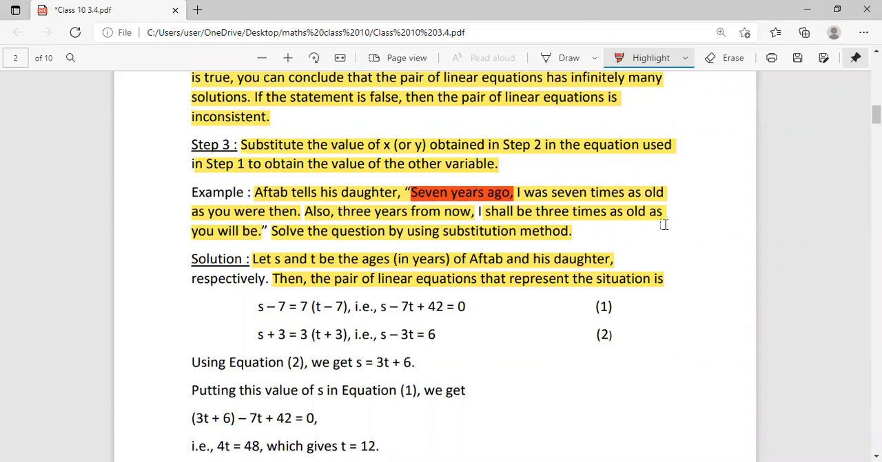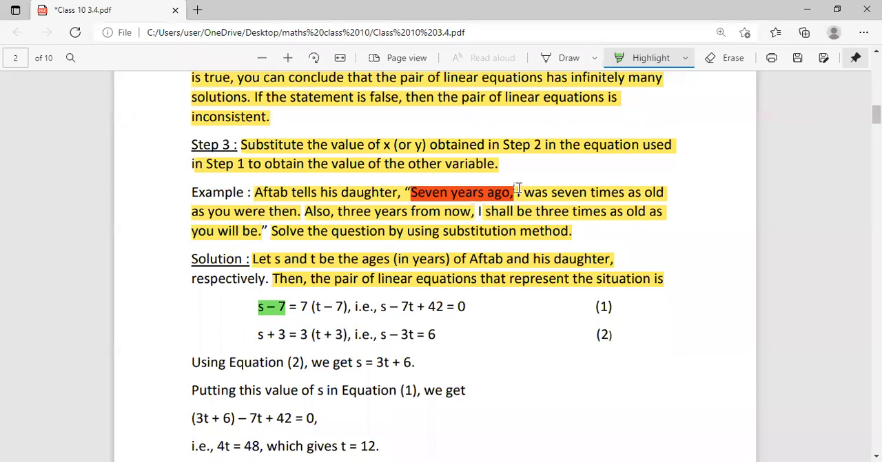Okay, we have taken the ages of Aftab and his daughter as S and T now, not 7 years before. Now, their ages are S and T. So, what will be the age of Aftab before 7 years? It will be S minus 7, right?